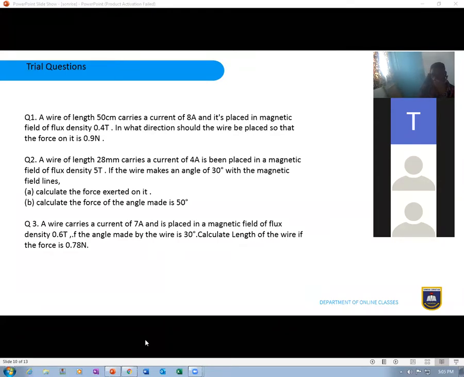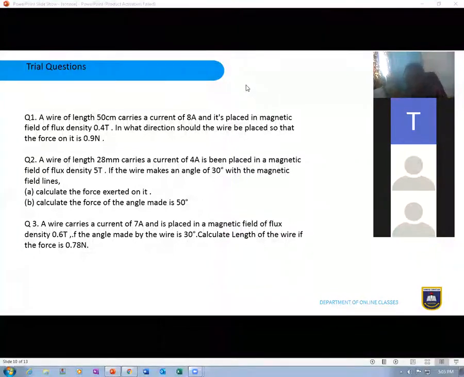The first person I'll call is Jason. For B, what's your answer? Sir, 0.43 Newton. 0.43 Newton. Amadi, did you get the same thing? Yes, sir. Okay. So that's it.